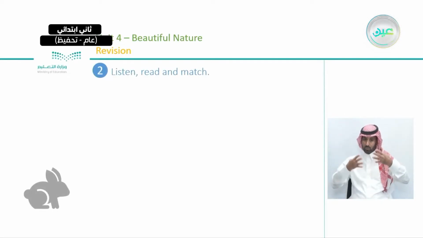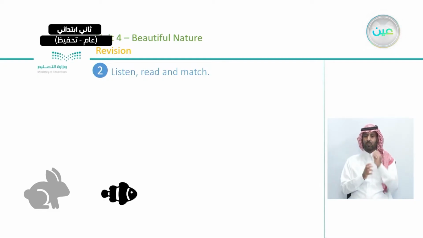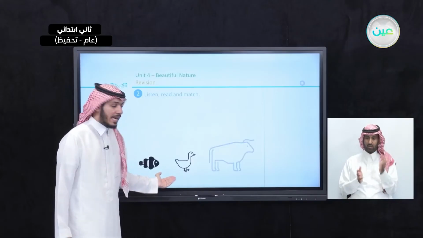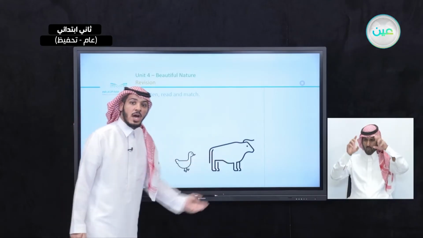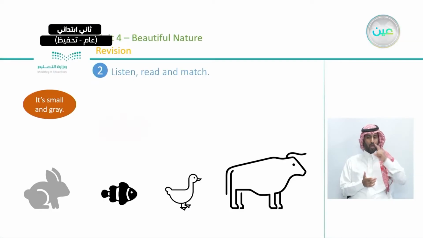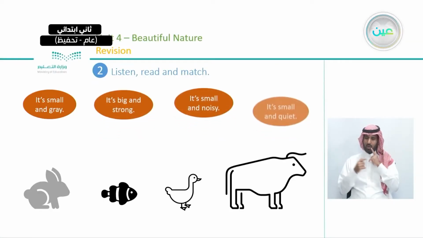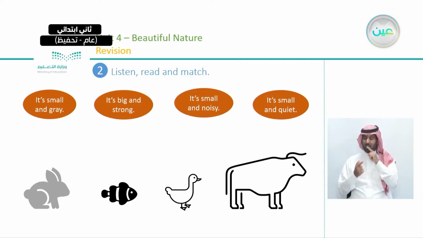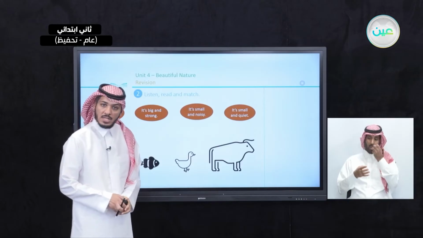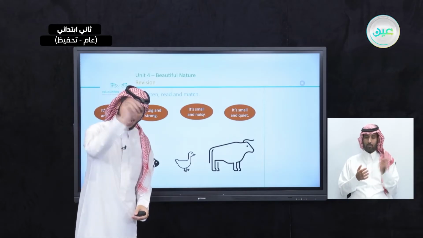So we have 4 animals here. The first one here is what? A rabbit. We have a fish. Excellent. We have a duck, and we have a bull. Okay. Now, it's small and gray. It's big and strong. It's small and noisy. It's small and quiet. Okay. What will we do? We will match. You will use your pen or pencil and match between them.